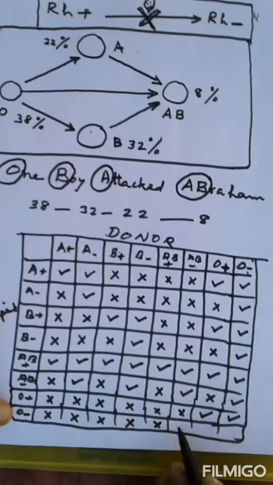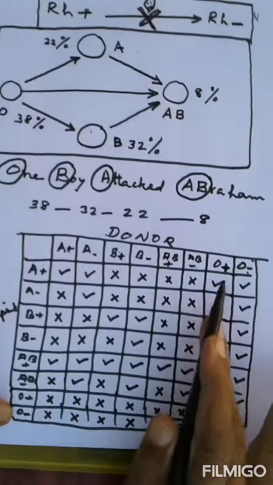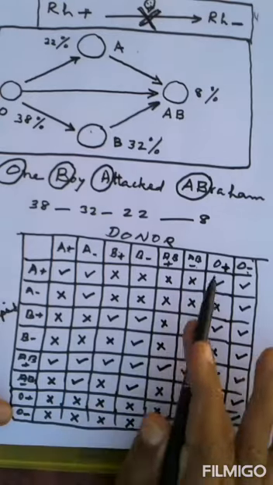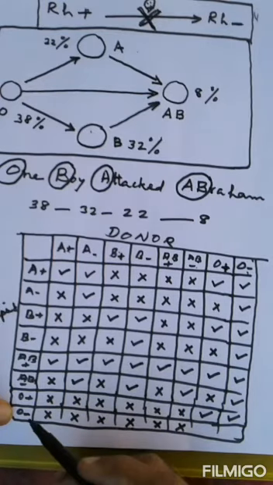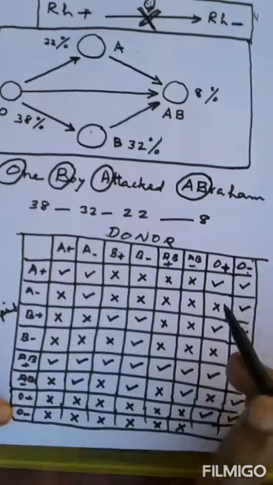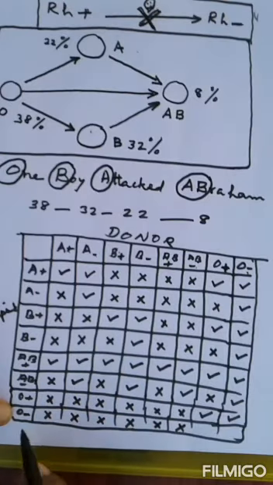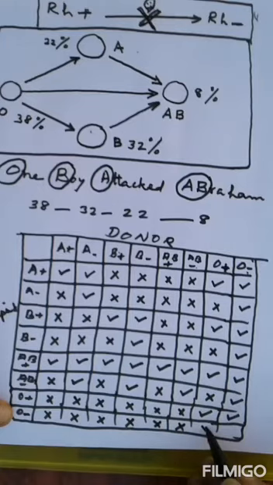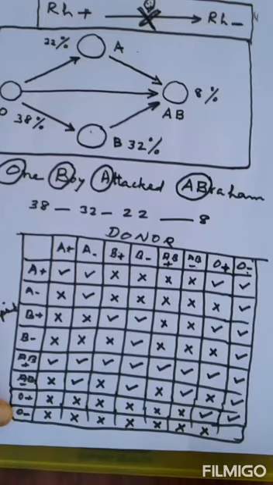Similarly, AB minus, reverse, not allowed. O plus to O minus. O to O allowed, but Rh positive to Rh negative not allowed. So into mark. O minus to O minus, same blood group.